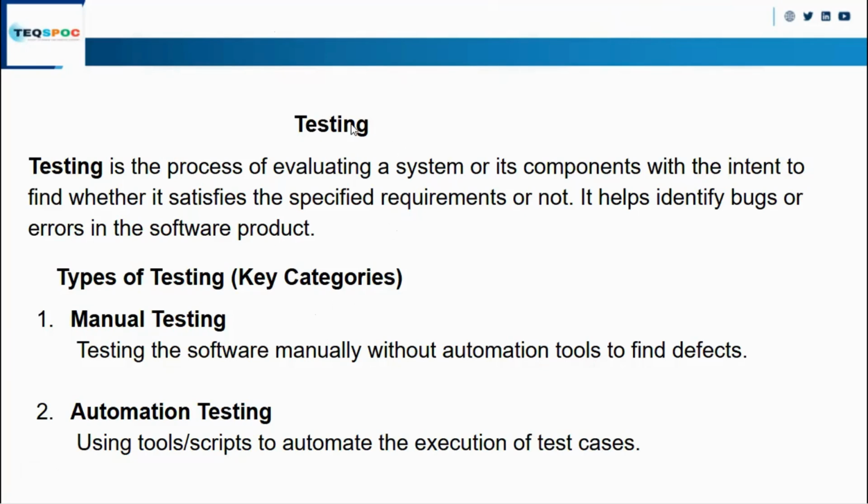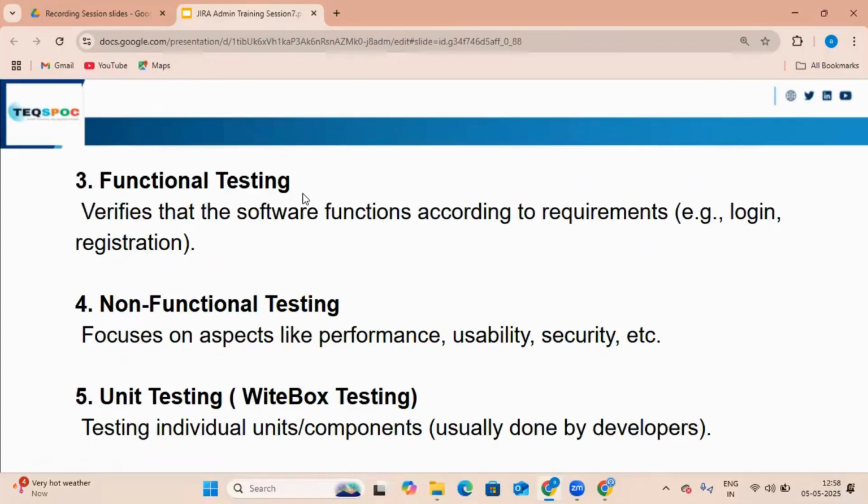Before jumping into testing, let me see what the different types of testing basically performed in IT industries are. The first one, everybody must have heard about, is manual testing. So what is manual testing? This is the testing of the software manually, without automation tools, to find defects. Let me show you.